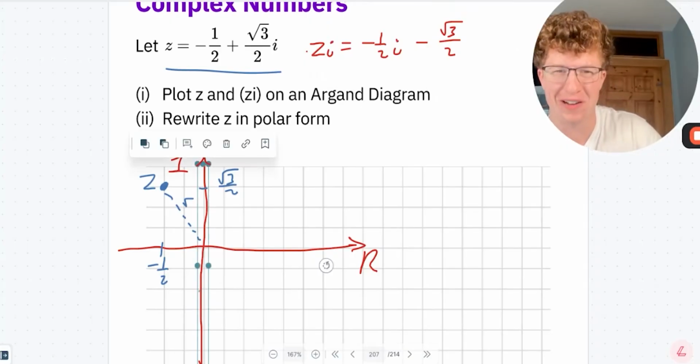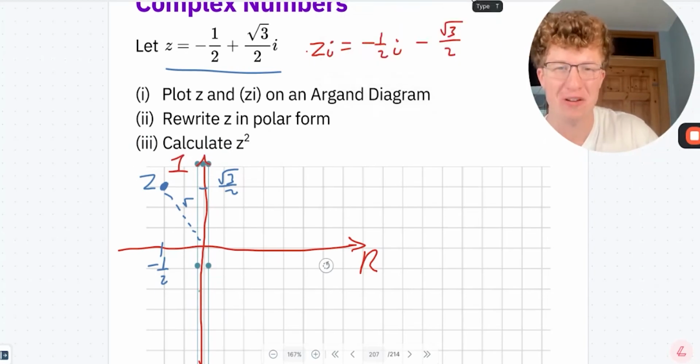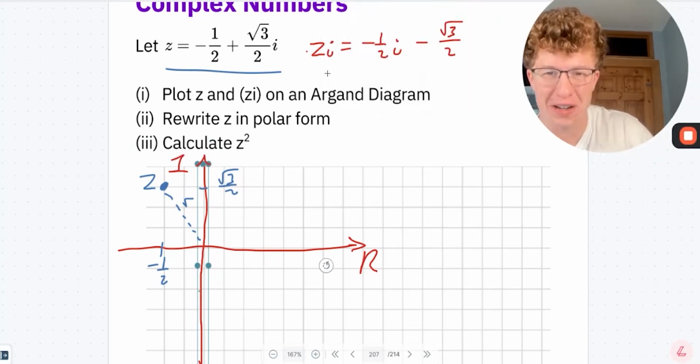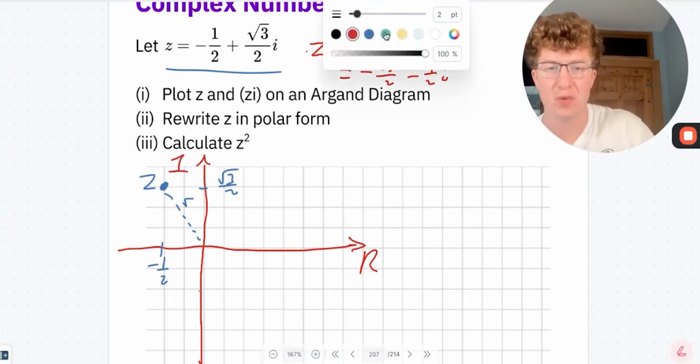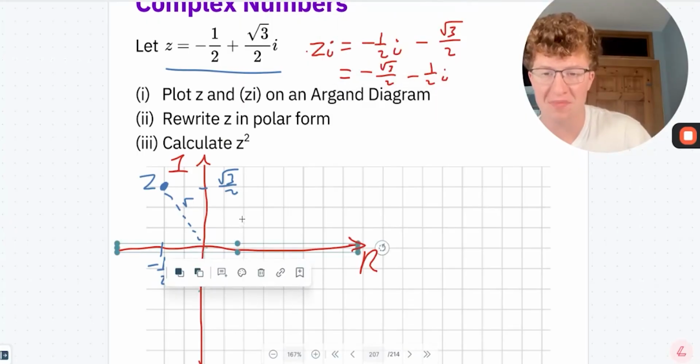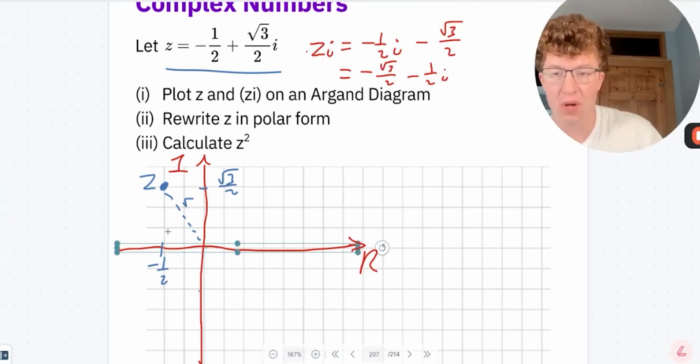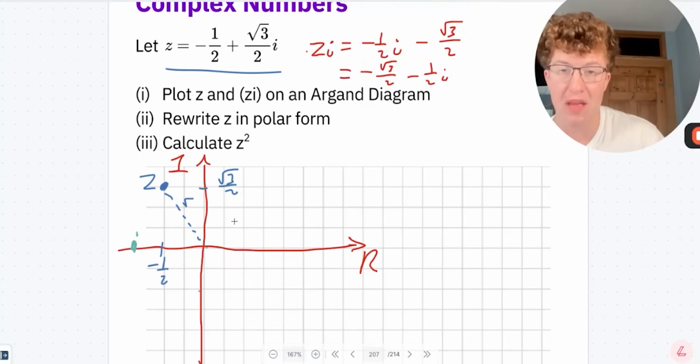It's going to look so... that confused me for a second. I should have rewritten this. This is actually just minus root 3 over 2 minus 1 over 2 i, like that. So we're going minus root 3 over 2 on the x-axis, so that's going to be somewhere around here, and then we're going minus a half i down the imaginary axis.